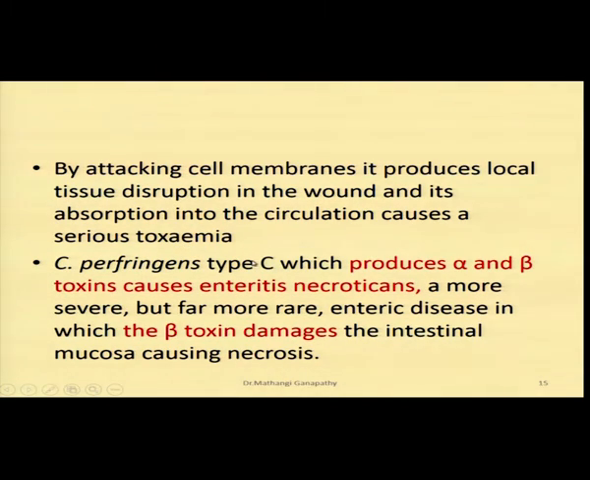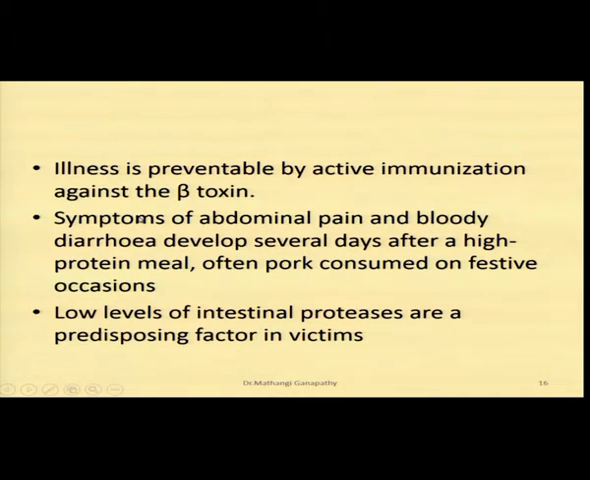Clostridium perfringens type C, which produces both alpha and beta toxins, causes enteritis necroticans, a more severe but very rare and serious enteric disease in which the beta toxin damages the intestinal mucosa, causing necrosis. So here, the alpha and the beta toxin, especially the beta toxin, cause the intestinal mucosa to degrade or undergo necrotic damage. So the cells apoptose. Illness is preventable by active immunization against the beta toxin.